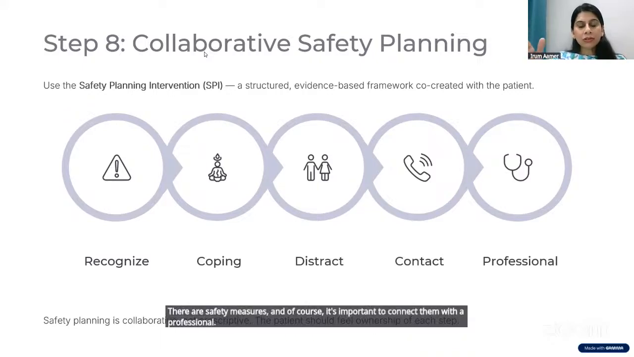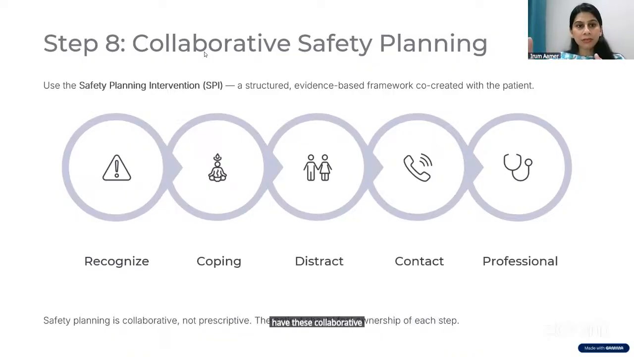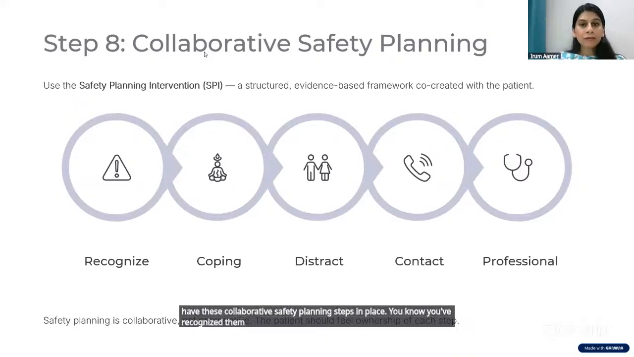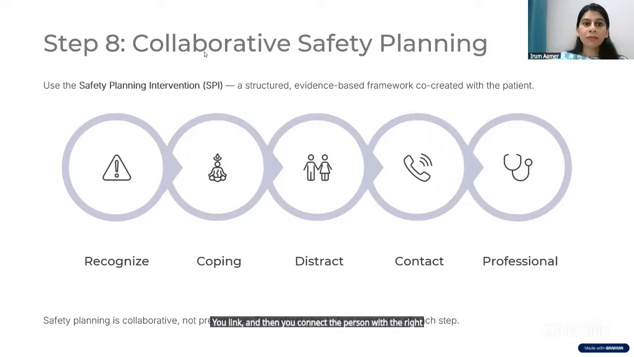I could see that a lot of people were asking me questions, what to do when a friend is in distress, what to do if they're just saying it repeatedly. It's important to have these collaborative safety planning steps in place. You've recognized them, you are there for them, but if you feel that your own cup is empty, you cannot help them, connect them, because this is the basic tool: you listen, you link, and then you connect the person with the right person who can help them.